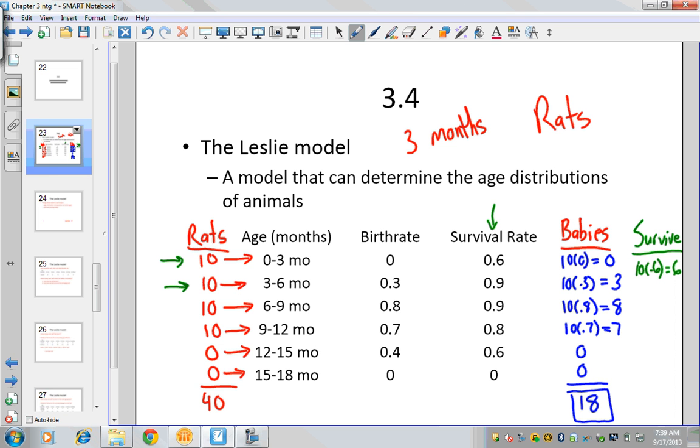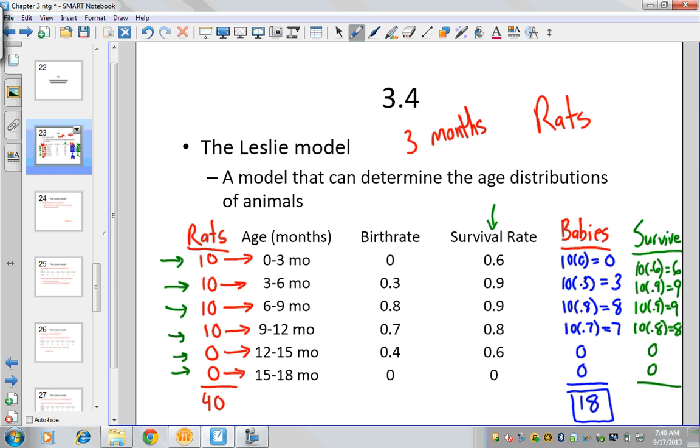For the 3 to 6 months, remember originally we had 10, but we're multiplying it by 0.9 to get 9 rats that survived. And then 10 times 0.8 gives us 8. Of course, all these zeroed out, so that will be 0, that'll be 0.